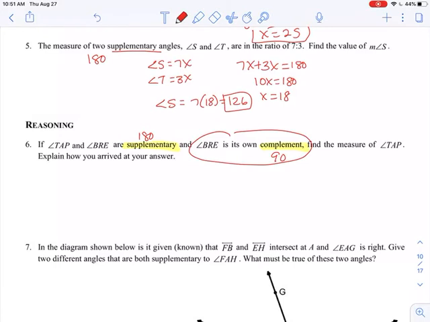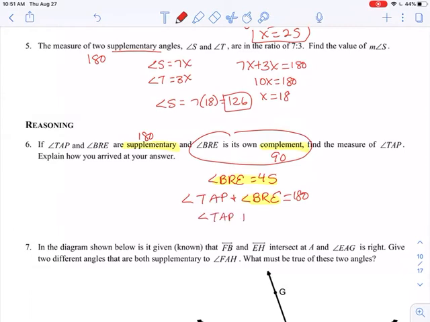So BRE, let's focus on this. BRE is its own complement. That means they equal 90. If it's its own complement, then that means it has to equal 45 degrees. And angle TAP and angle BRE equal 180. And I already know that BRE right here is 45. I'm going to plug in 45 right there.